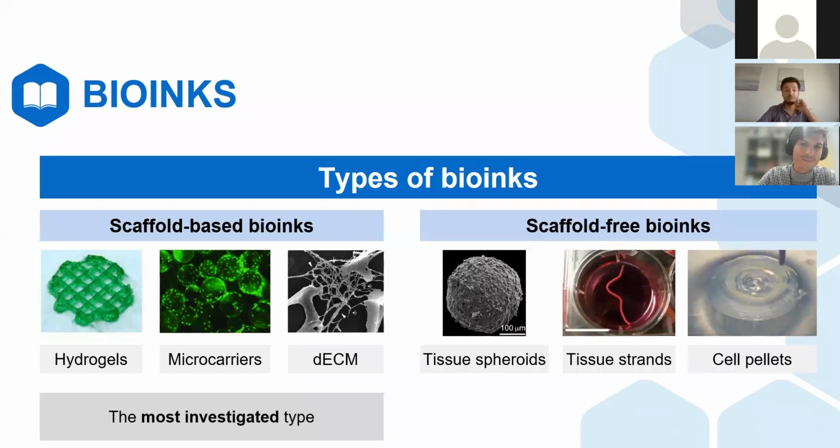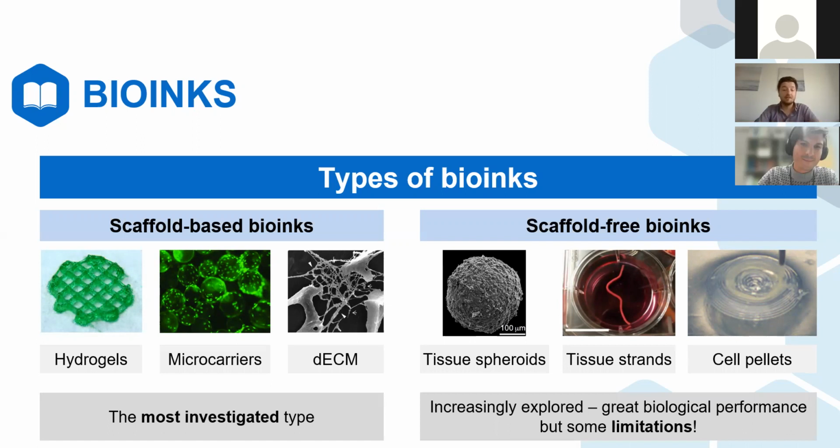But we also have some scaffold-free bioinks. In this, we only have the cellular component. Most of the times we have tissue spheroids, which are spheres of agglomerated cells, tissue strands, which follow a close principle but are in the shape of a strand, and we have cell pellets. These are increasingly explored since they have great biological performance, as you might understand, but they also have some limitations.